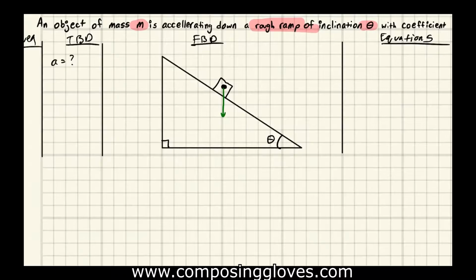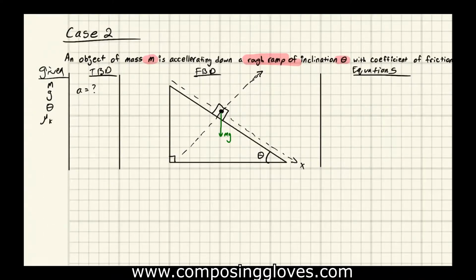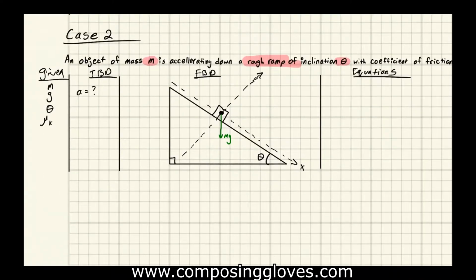So, okay, I'm going to draw my helper axis in now. So I know my x-axis has been tilted and is parallel to my surface. And my y-axis is perpendicular to that. And we should label our stuff. So this is mg. And we know that we've got a new thing.